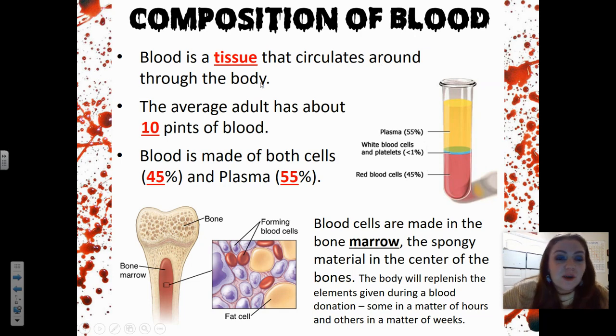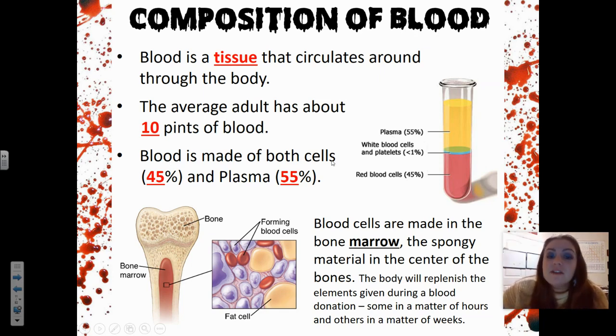Blood is a tissue that circulates around through the body. The average adult has about 10 pints of blood, which I'm pretty sure, if I remember correctly, is about a gallon and a half. That's something to think about, how much blood you actually have in your body. The bigger you are, the more blood you have. If you're really tiny, then you're probably more like a gallon. If you are like a giant football dude, maybe getting closer to 2 gallons. But that's kind of the sway. It's like a gallon to 2 gallons of liquid in our bodies, depending on how big you are.